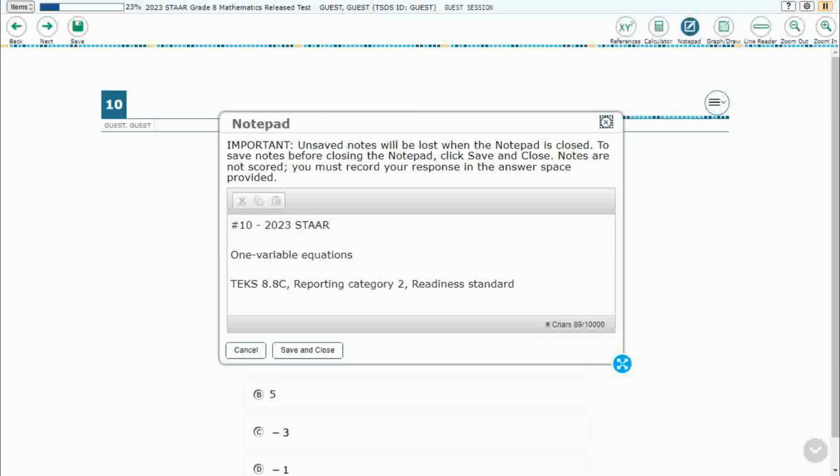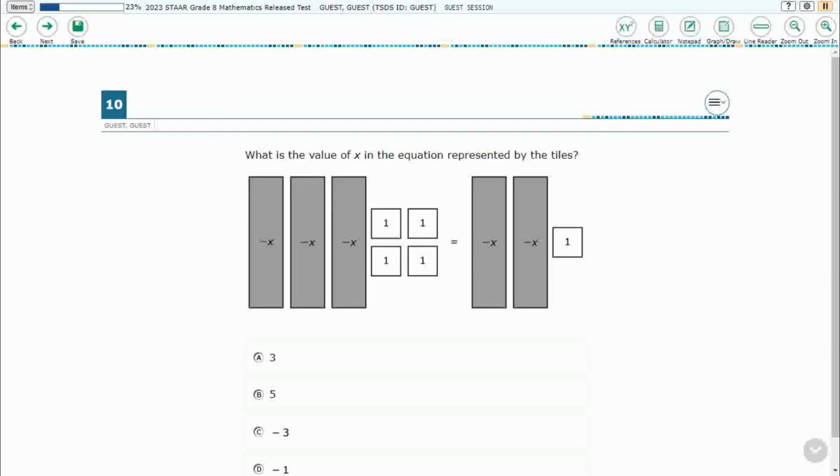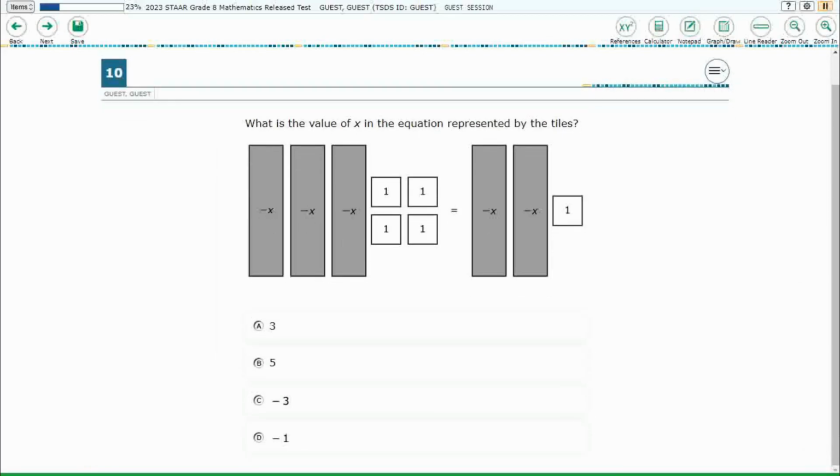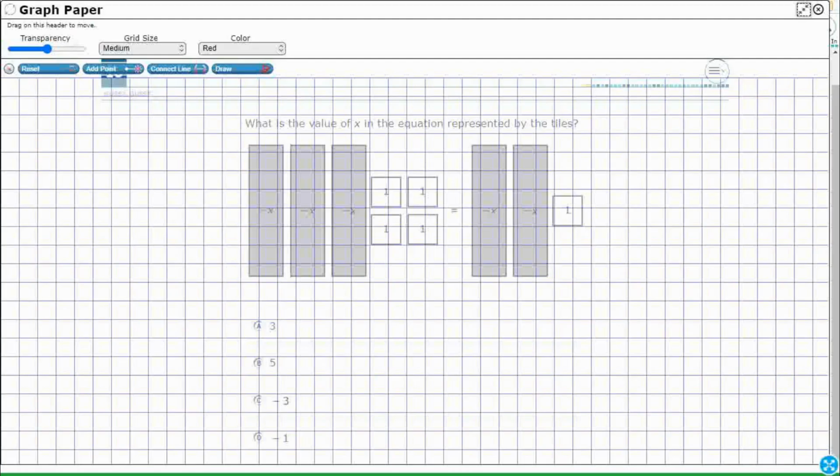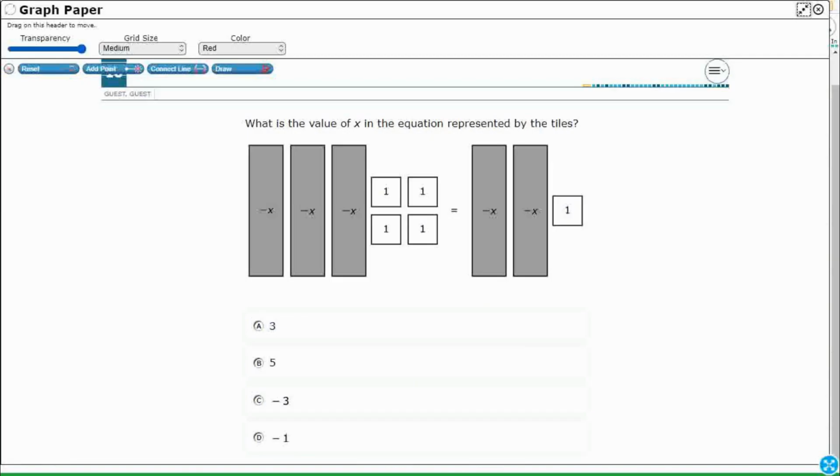So for number 10, we are looking at one variable equations. This is a readiness standard in reporting category 2, TEKS 8.8C. And so we've got these algebra tiles here, and we need to first turn them into a workable equation. And so let's do that, because then once we can do that, we can solve for x.